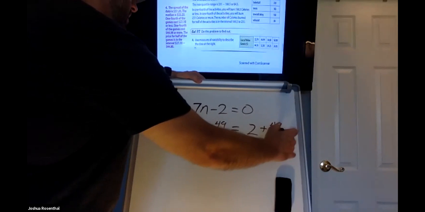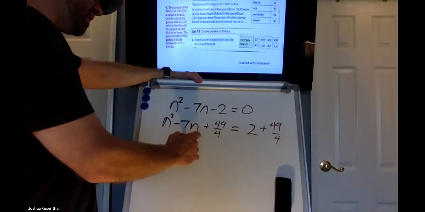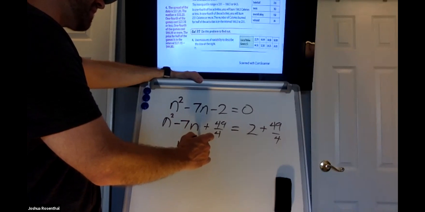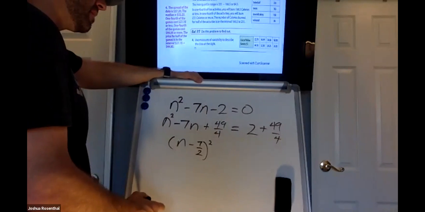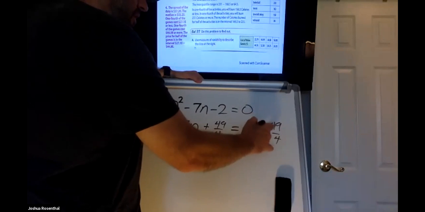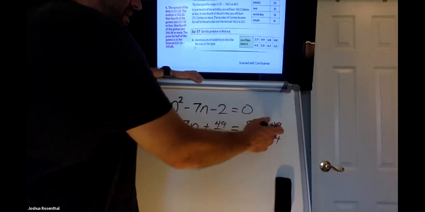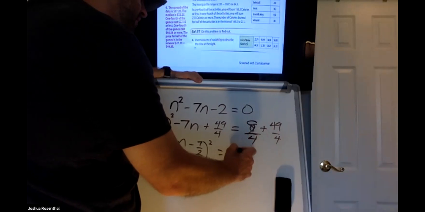So 12 and 1/4. But first we say this becomes n minus 7 over 2 squared. And that's equal to... let's see, this is 8 over 4 is 2. So then I add those and I get 57 over 4.